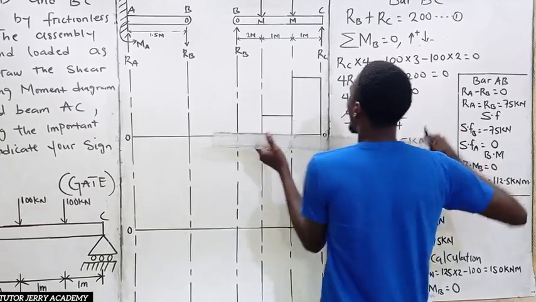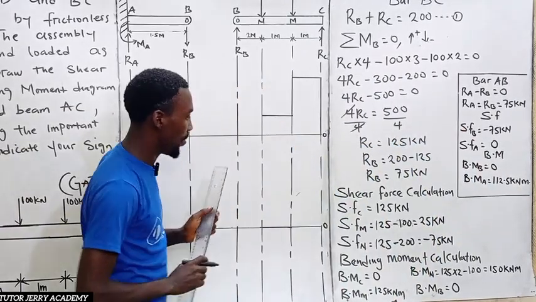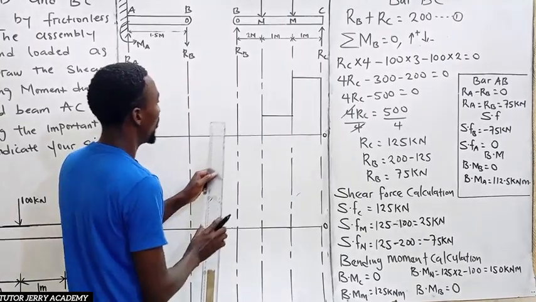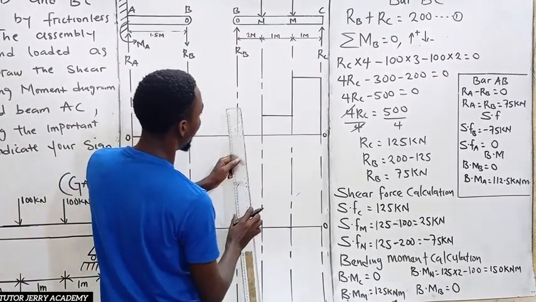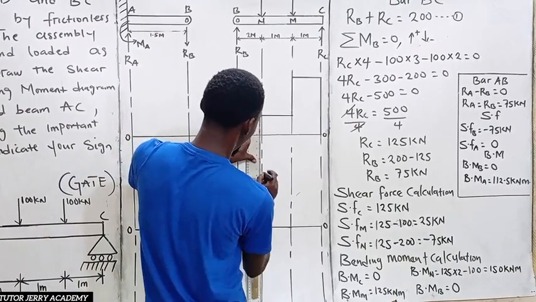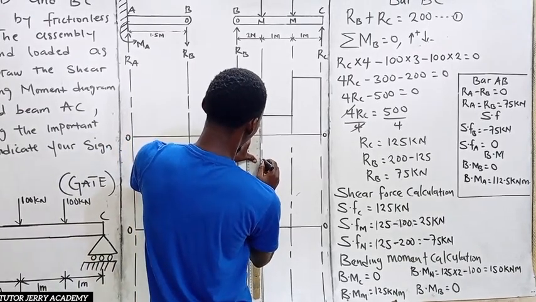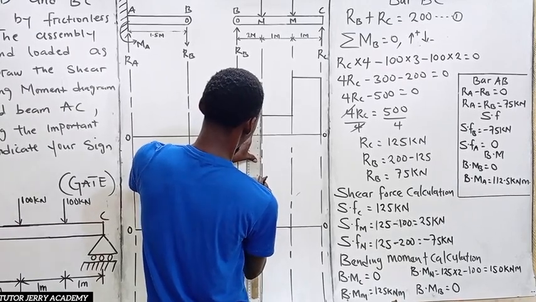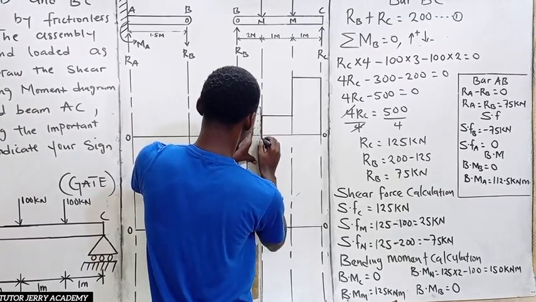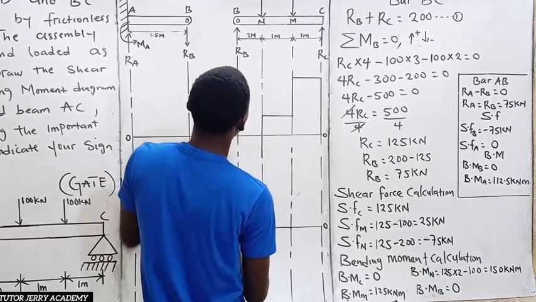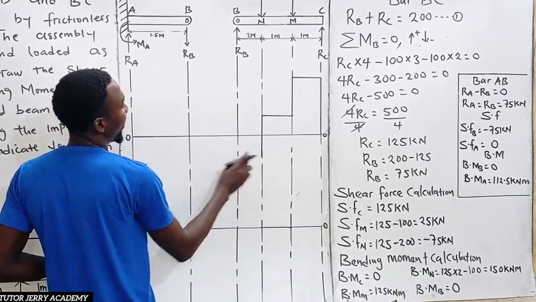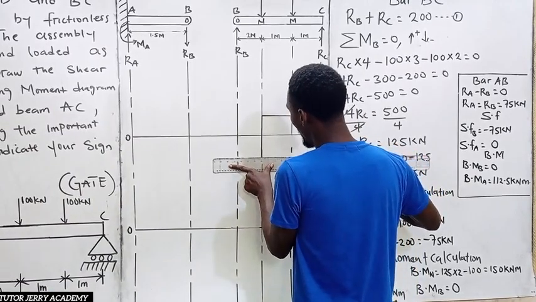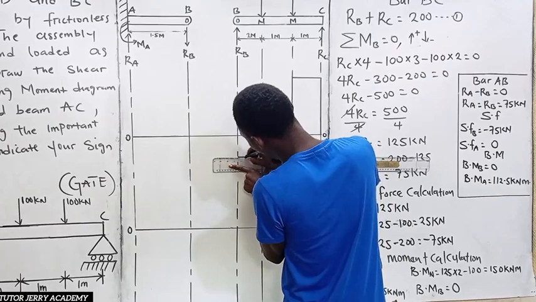Now at point N, we have minus 75 kilonewton, so from here we are going to the negative side. Let's make this place our negative 75. Between N and B, we don't have any force, so it's also going to be a constant line here.